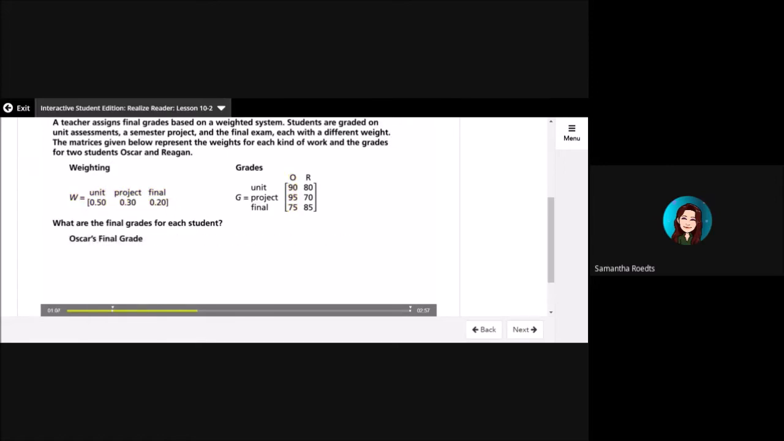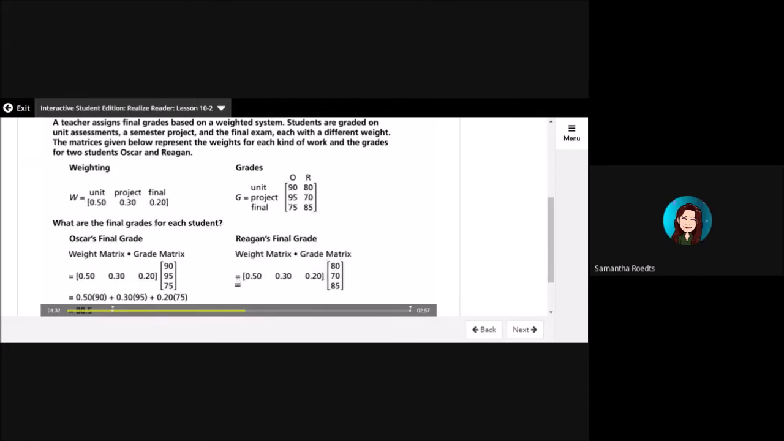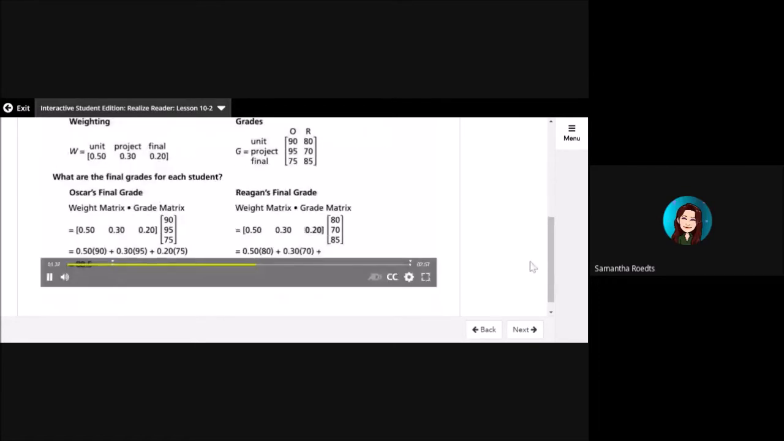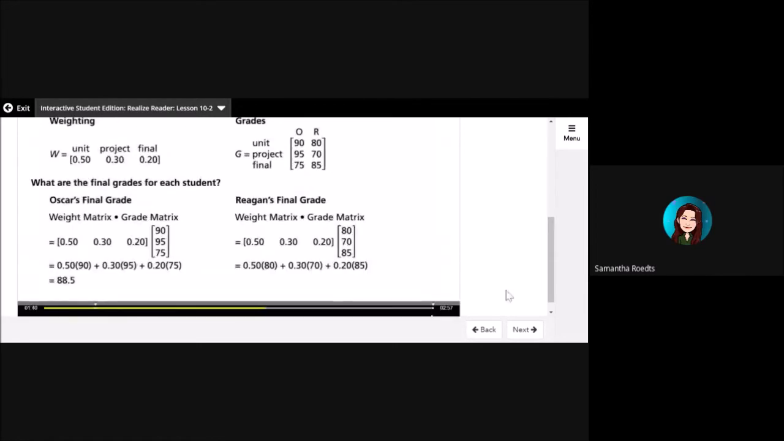To find Oscar's final grade, multiply the weight matrix by Oscar's column in the grade matrix. Multiply 5/10 by 90, 3/10 by 95, and 2/10 by 75, then find the sum. Oscar's final grade is 88 5/10. To find Reagan's final grade, multiply the weight matrix by Reagan's column in the grade matrix. Multiply 5/10 by 80, 3/10 by 70, and 2/10 by 85, then find the sum. Reagan's final grade is 78.